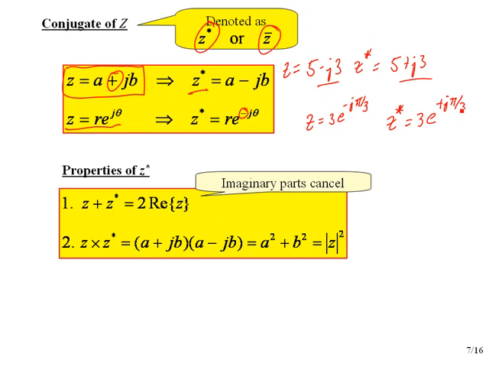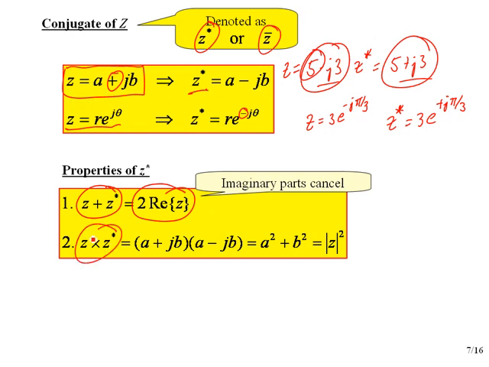Some properties of conjugation are the following. If we add the conjugate to the original, the imaginary parts cancel and we're left with 2 times the real part. So if you were to add these two things together, see that the j part cancels and we're left with 10, which is twice the real part. And likewise, if we multiply them together, if you expand this out, you'll see that you get a squared plus b squared, and that's nothing more than the magnitude squared.